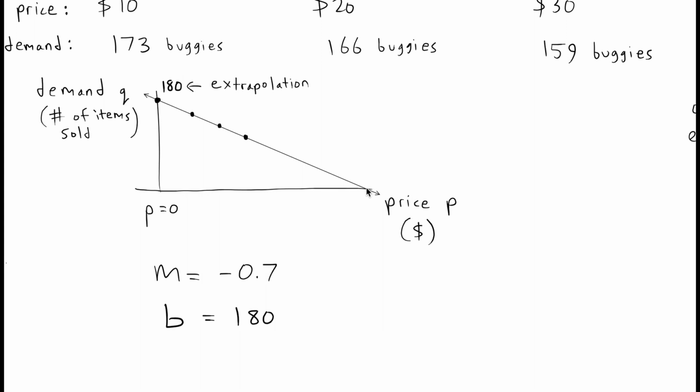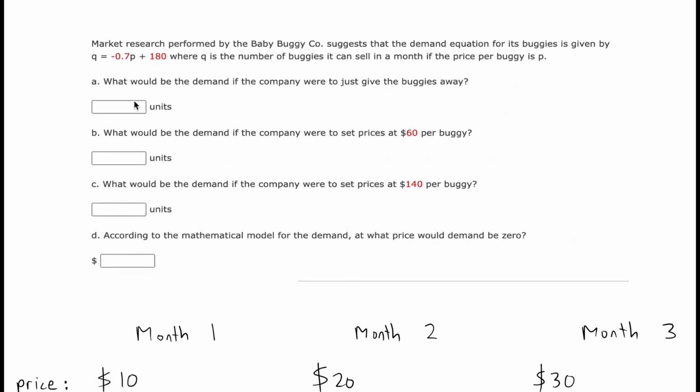There's another important point that would be here. And what would that correspond to? That would correspond to a demand of 0 because we're on the horizontal axis. And so this is where there's a certain price where the price is just too high and people won't buy them. The answer to the first question, what would be the demand if the company was to just give the buggies away? They would demand 180 units.